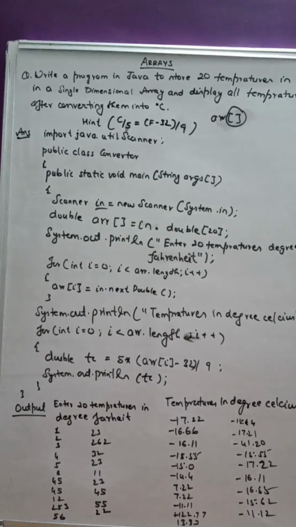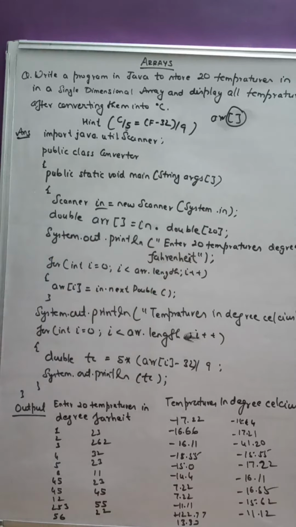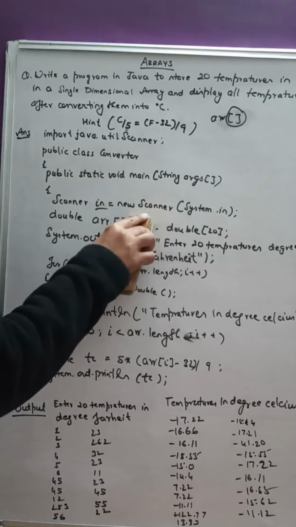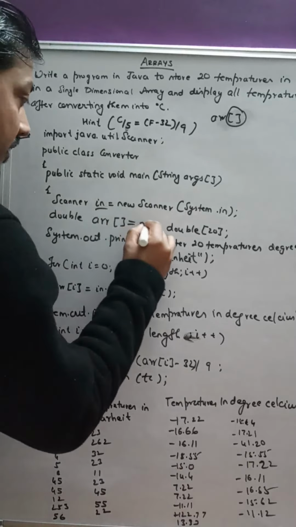Next we have to take the value from the user. How will you take the value from the user? You will take the value using the Scanner class. The statement for the Scanner class is written as Scanner in = new Scanner(System.in). Once you have written this statement, we are ready to take the value from the user.